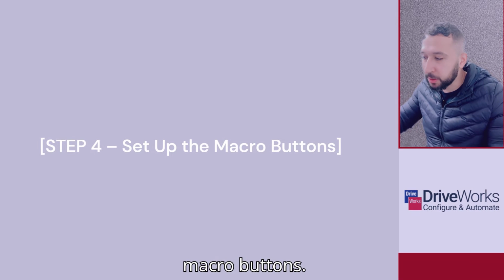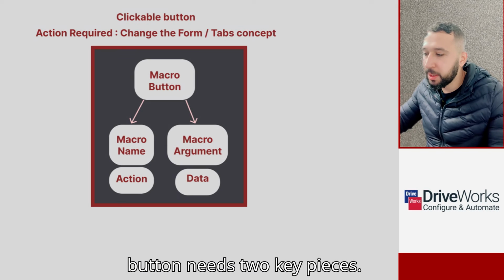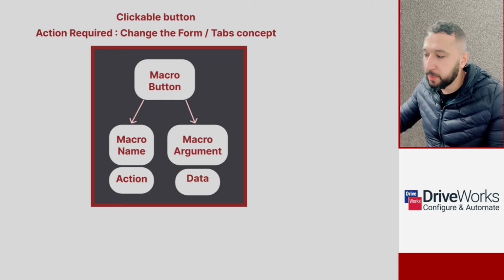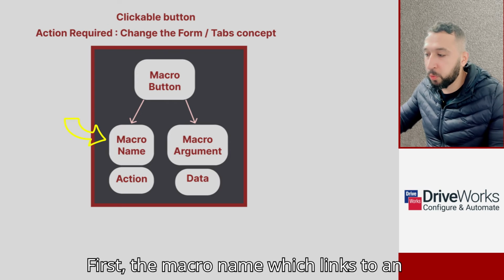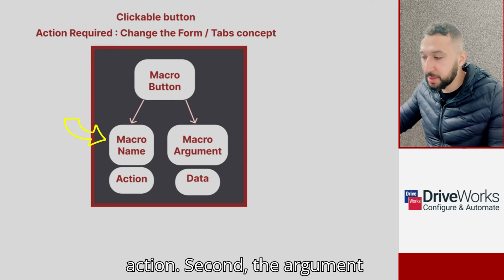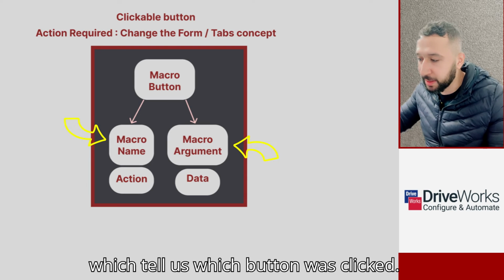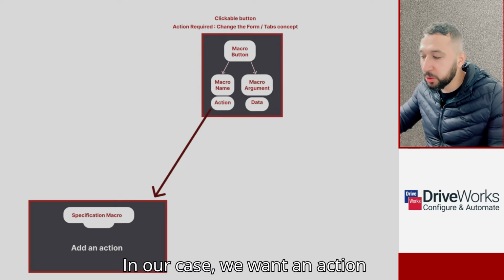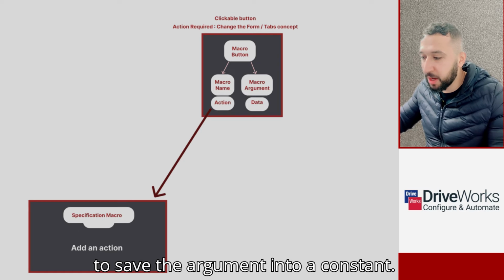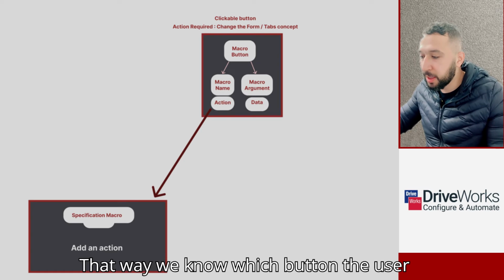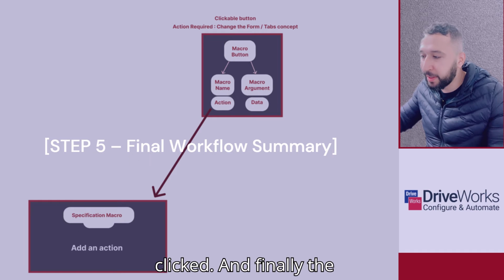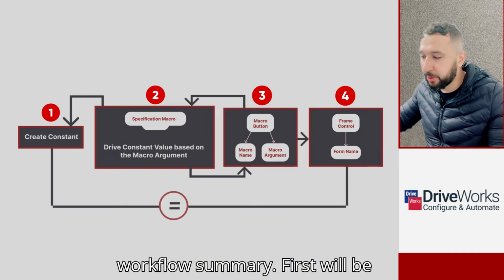Whenever that value changes, the frame will load a different form. Number 4 will be set up the macro buttons. Each macro button needs 2 key pieces. First, the macro name, which links to an action. Second, the argument, which tells us which button was clicked. In our case, we want an action to save the argument into a constant. That way we know which button the user clicked. And finally, the workflow summary.